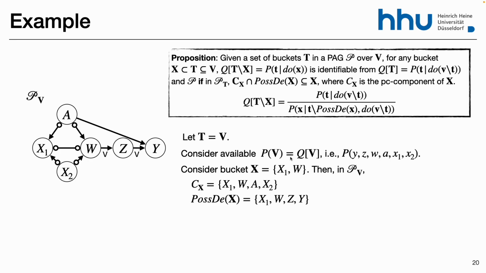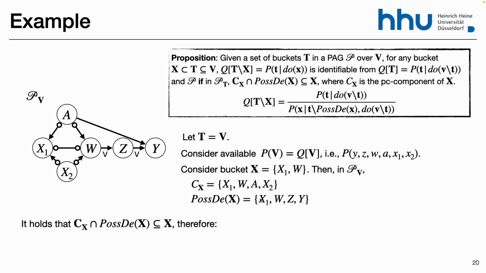Okay. Yes, so we should consider the possible descendants of the bucket, possible children of the bucket, and this is just the children of X, which is just W, and the children of W. X1 or Z, and Z. Well, it could possibly be X1, but it is definitely Z. Yes, and our T is V, so we consider the whole graph. Otherwise, we would have to compute the subgraph. But then you compute if the intersection is just X.